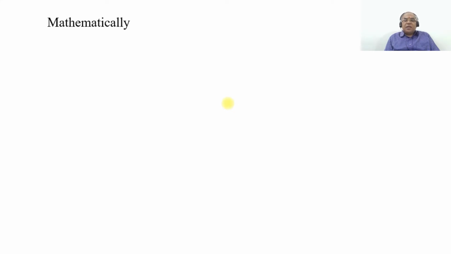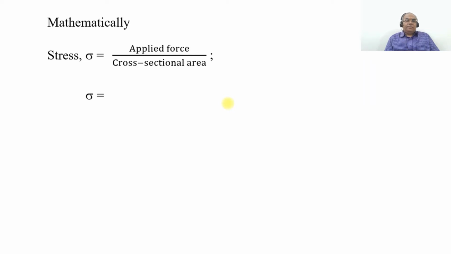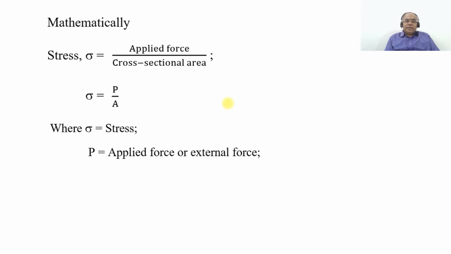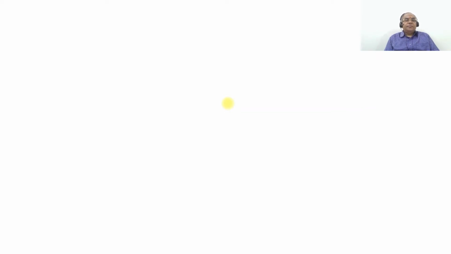So mathematically, how can we write it? The stress, sigma, will be equal to the applied force divided by the cross-sectional area. Applied force is nothing but P, and the cross-sectional area is nothing but A. So sigma equals P divided by A, where sigma is the stress, P is the applied force or external force, and A is the cross-sectional area.